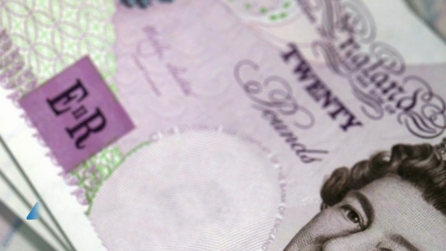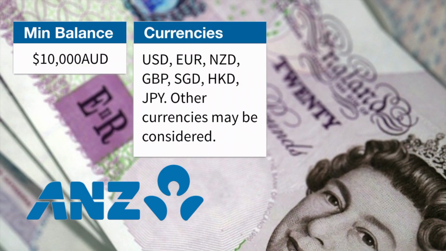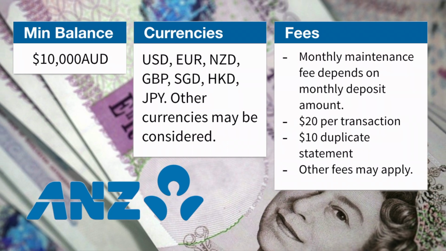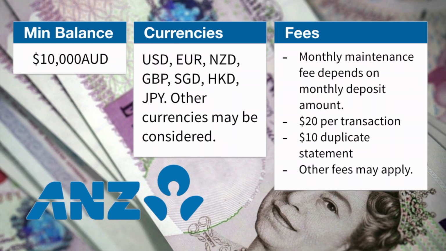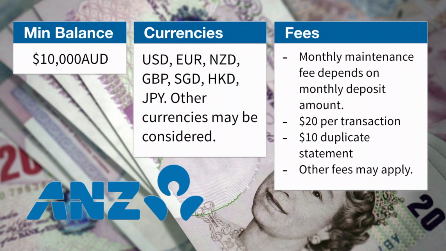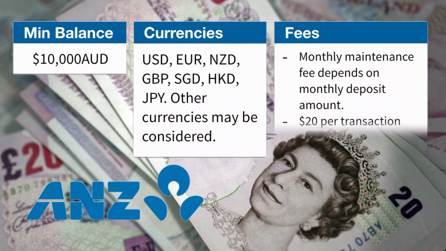ANZ is next. This account requires you to have at least 10,000 Australian dollars in it, or the equivalent in another currency. They have set currencies they offer and may consider others depending on your situation. ANZ's fee structure is dependent on the amount you have in the account, so there's no fee if your balance is more than 100,000 Australian dollars.